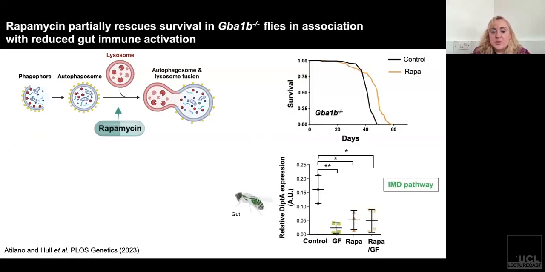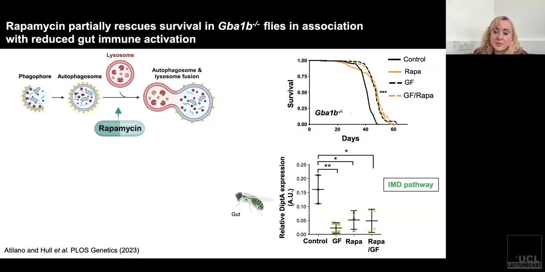So then what we wanted to do was to see, well, what would happen if we tried to reverse the autophagy defects by feeding flies with the mTOR inhibitor rapamycin, which stimulates autophagy. And indeed, GBA knockout flies that were treated chronically with rapamycin showed a significant prolongation in their lifespan compared to those that were untreated. And interestingly, we also saw that this degree of lifespan extension was very similar to that achieved under germ-free conditions.